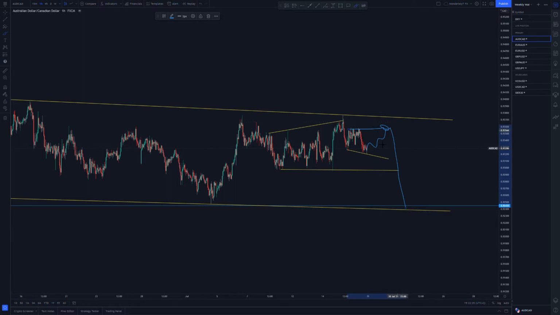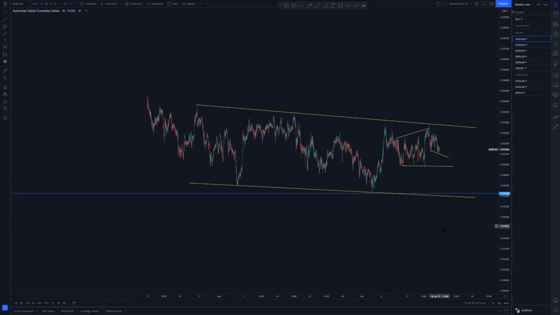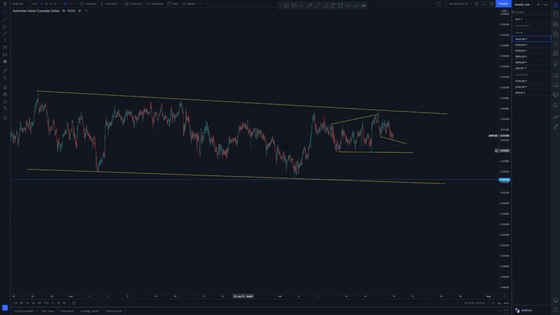If you don't get any opportunities, it's fine. I'll be waiting to see how price will reach these areas. If we reject from here, then I'll be waiting for some confirmation, then see if we can get some opportunities or an entry to take it to the upside. So I'm just going to be waiting to see how price will develop during the week.